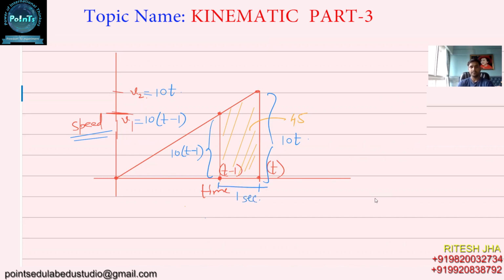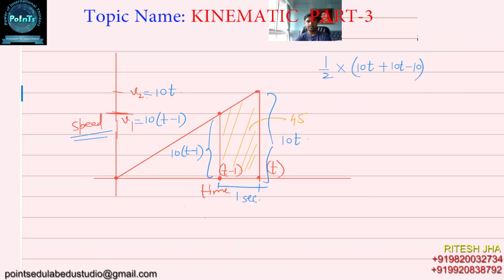Okay. Now when you do this, half into the sum of parallel sides, that is 10t plus 10t minus 10, into 1, because everything is in terms of t. So you do get 20t minus 10 over 2, times 1, equals 45. So 20t minus 10 equals 90. So the whole thing is 20t equals 100, so t equals 5 seconds.